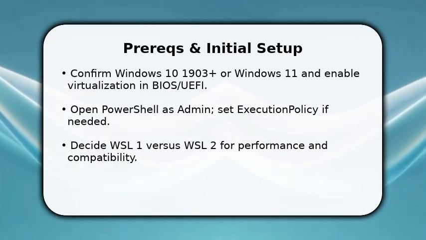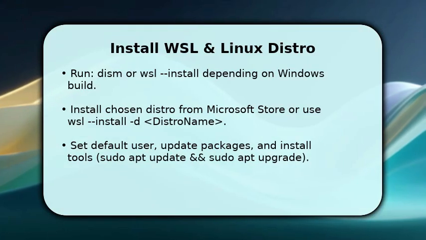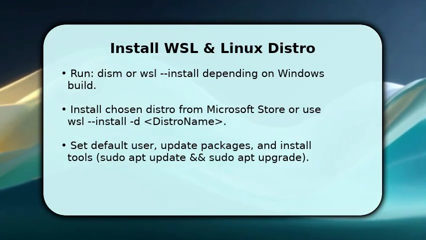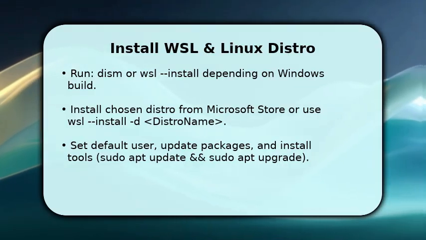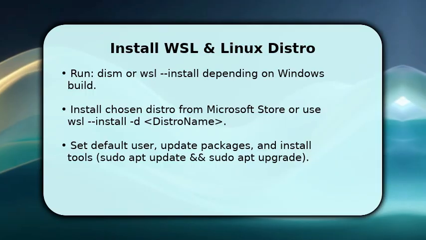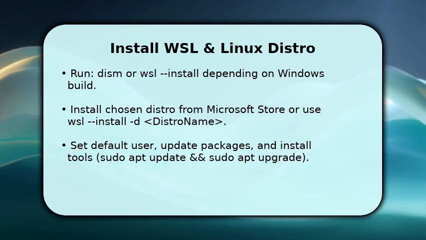Now you'll run the core install commands. If your build supports it, execute wsl --install to enable both the feature and a default distro. Otherwise, enable features with dism /online /enable-feature and install a distro from the store.